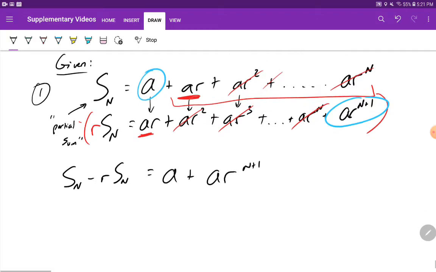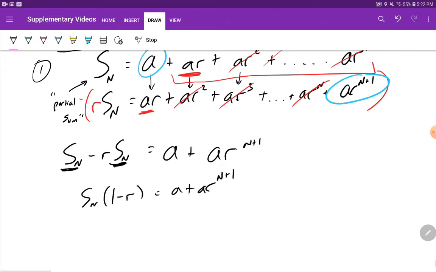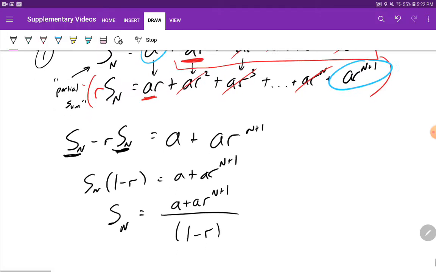All right. We want to figure out, because once again, it's easy to get lost in what we're trying to do. We're trying to figure out s sub n. We're trying to figure out the partial sum. Okay? So we got to do some factoring here. I'm going to factor out an s sub n, left with 1 minus r is equal to a plus ar to the capital N plus 1. And we divide through by 1 minus r. Algebra, my dear Watson, right?